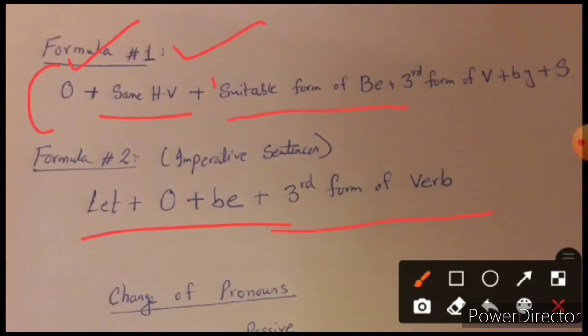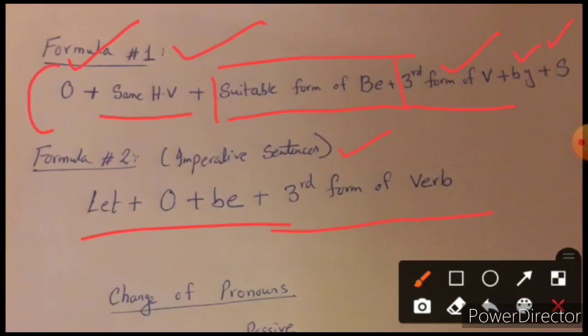As I told you earlier, I told you about the be form, that it is very important. The suitable form of be is very important. I told you before. So what is suitable form of be? Suitable form of be is is, am, are, was, were, and being, and been, and be. Okay, so now the next step in the formula is the third form of the verb. I told you, okay, in the passive voice we are going to use the third form of the verb, so this is important, and after that by an s. Okay, s means subject.